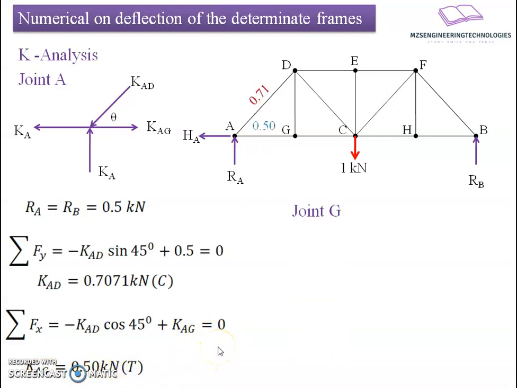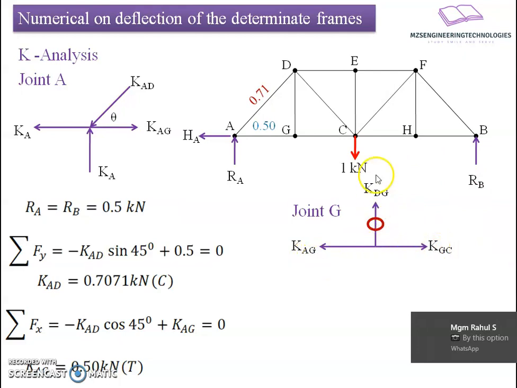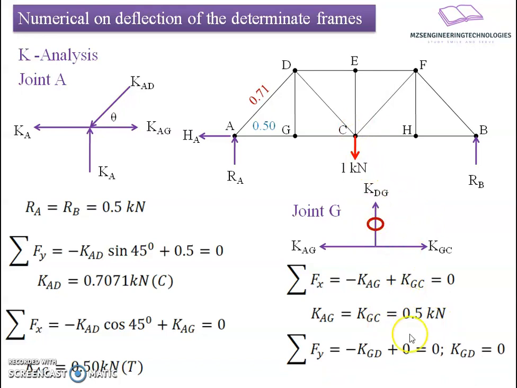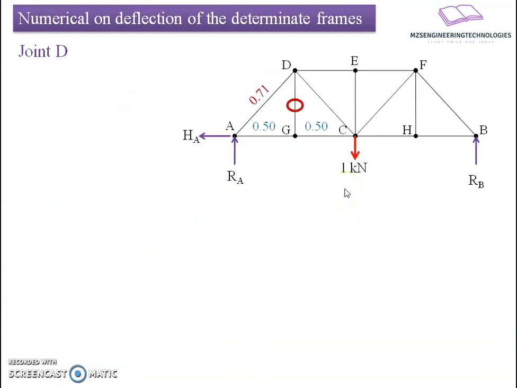Now I will mark this on the figure and move towards the next joint, joint G. In joint G, we have three forces: KAG and KGC are acting on the horizontal axis, whereas KDG is on the vertical axis. If I apply summation of forces along the horizontal axis, it comes to be minus KAG plus KGC equals 0. It results into KAG equals KGC equals 0.5, whereas there is no vertical component to balance KDG. That's why the member force here is 0. So we can say it is a zero force member, whereas KGC has a 0.5 tensile force. Now I'll move to the next joint D.